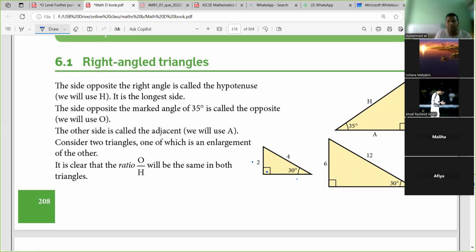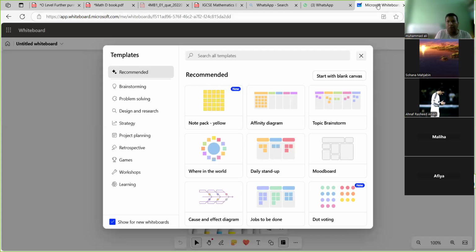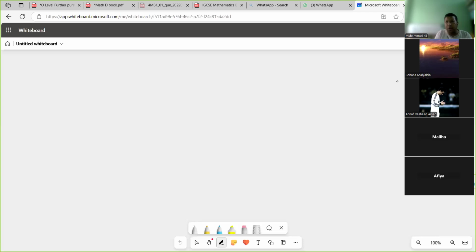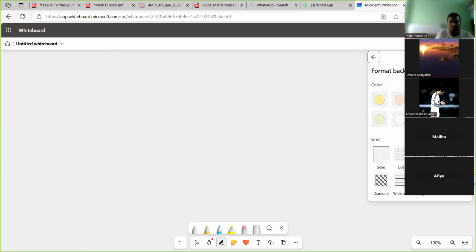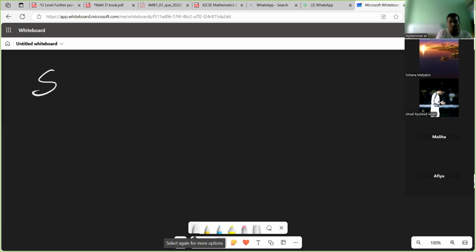So we have to remember one formula when we want to use a right angle triangle, and that one is SOHCAHTOA. That one is SOHCAHTOA. So, ka, toa.